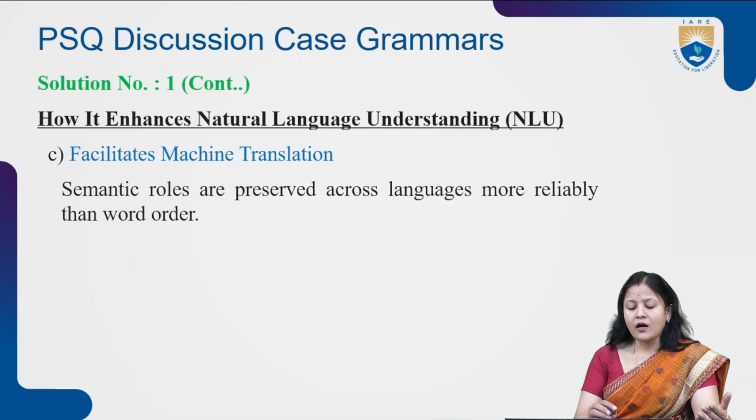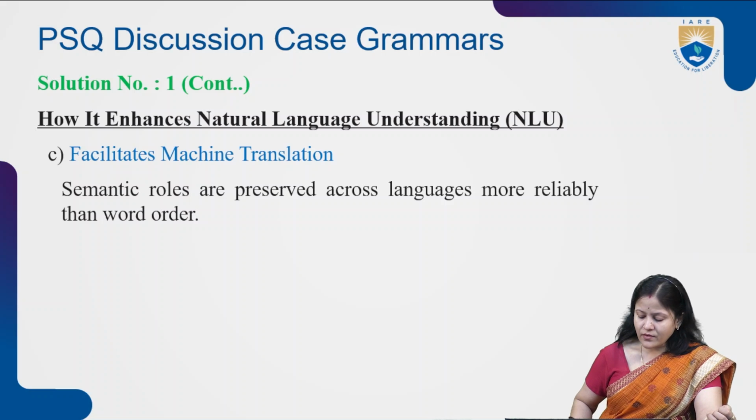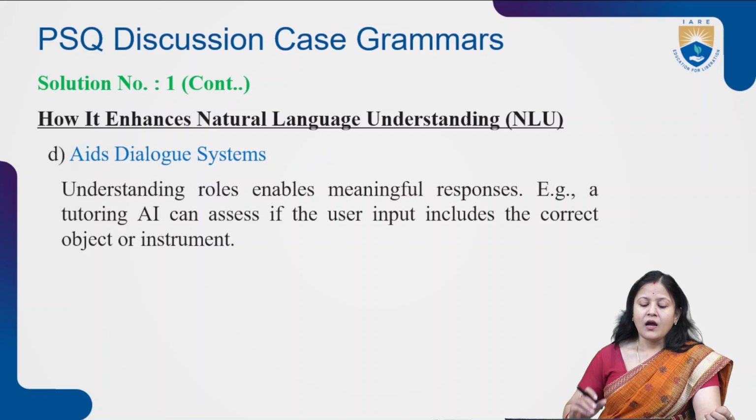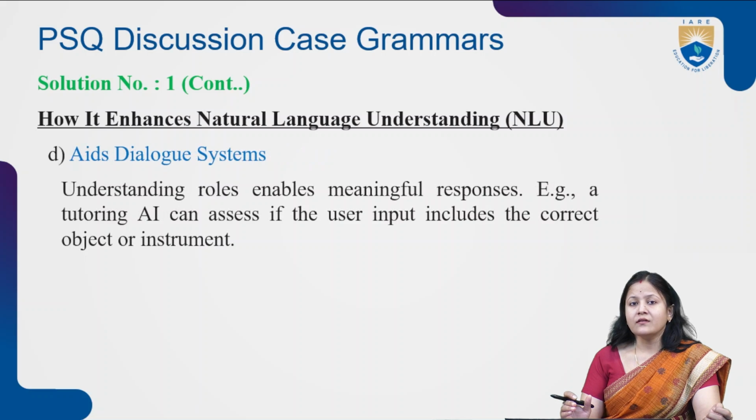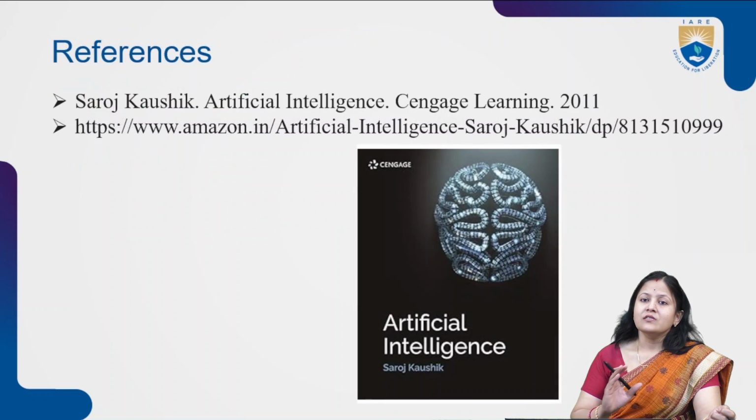So the third point is it facilitates machine translation. That means semantic roles are preserved across languages more reliably than the word order. And the last one, it aids dialogue systems. That means understanding roles enables meaningful responses. For example, a tutoring AI can assess if the user input includes the correct object or instrument. So this is all about it.